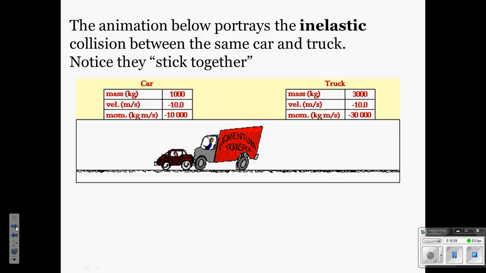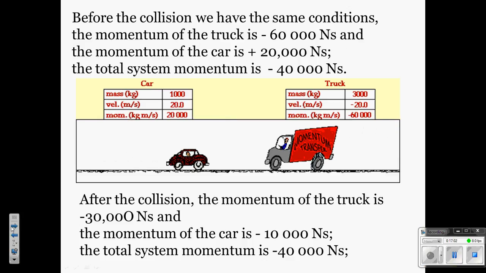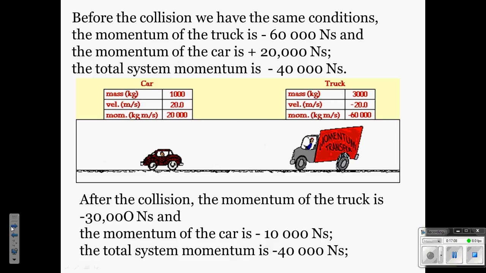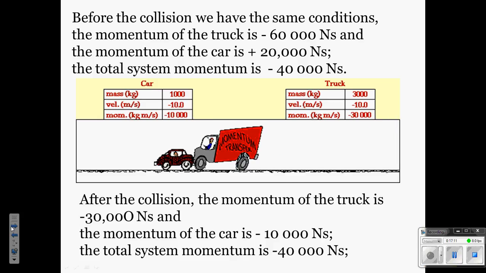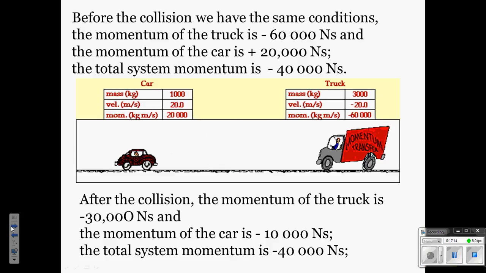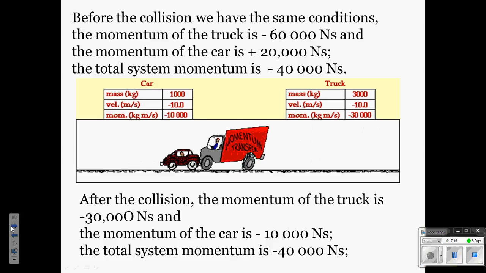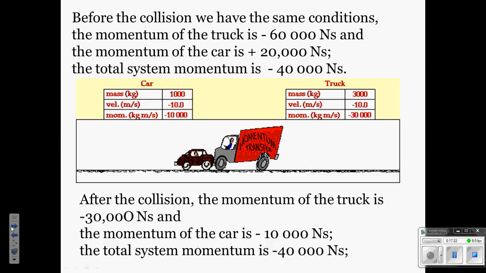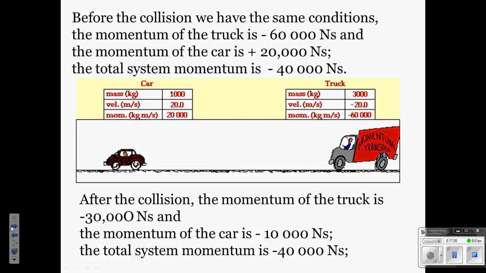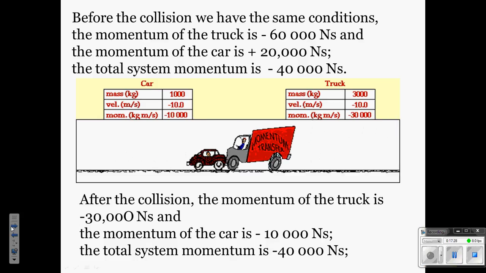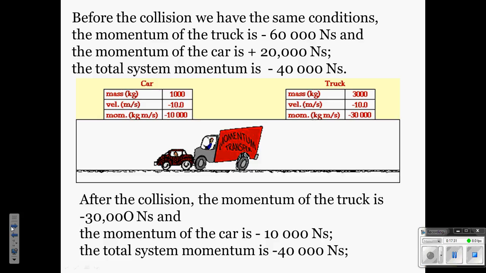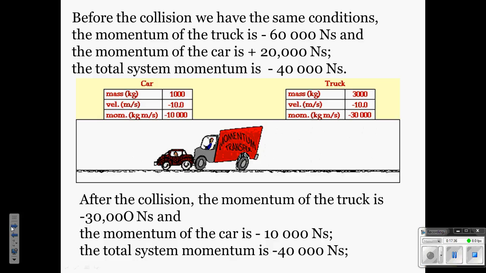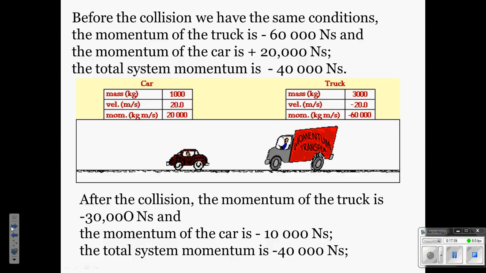So they had a negative momentum here. Okay, so what I just said is basically what's on this PowerPoint slide. Before the collision, the truck had a momentum of negative 60,000. The car before the collision had a momentum of 20,000. The total system has a momentum of negative 40,000. So after the collision, the truck's momentum went from negative 60,000 to negative 30,000, and the momentum of the car went from a positive 20,000 to a negative 10,000.